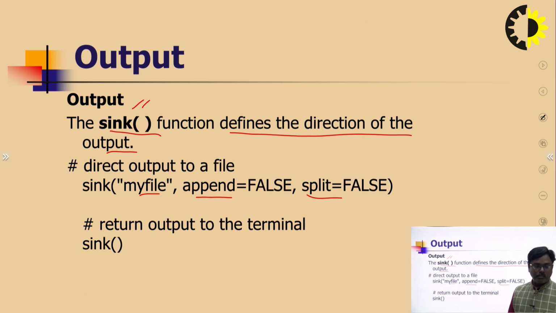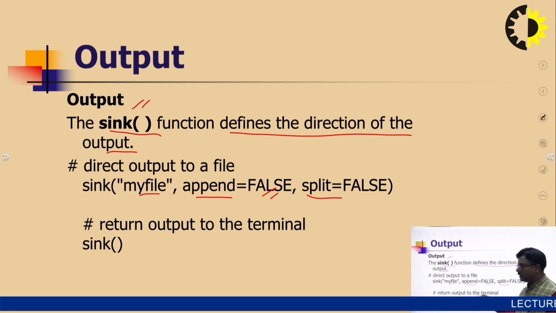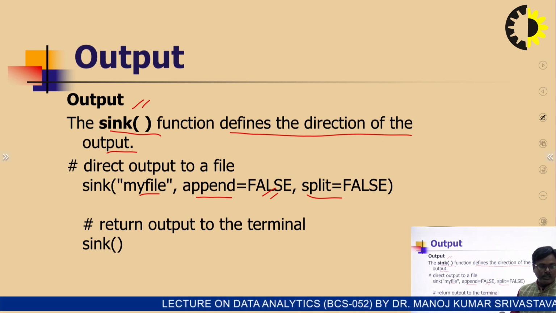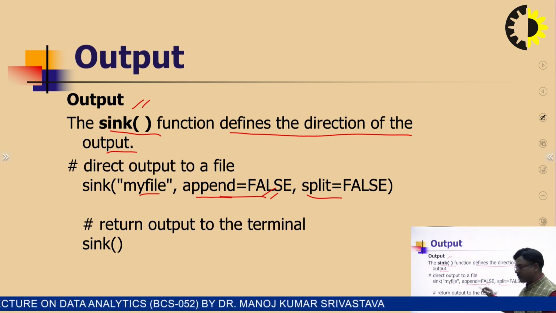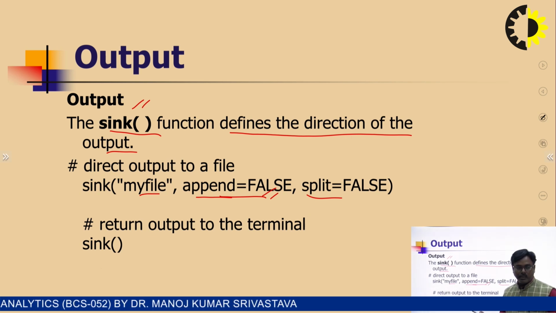These two are the arguments which help in adding or sending your information or output onto the console window. If append is false, this means that the file which holds your output will not have any extra data added to it. When we write append equal to false, that file cannot be added to further.